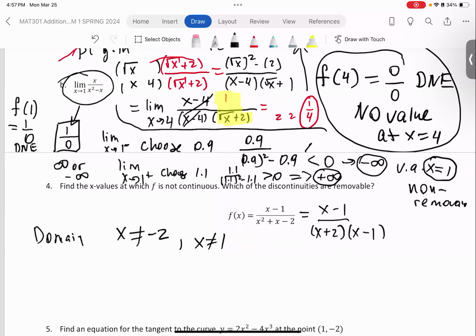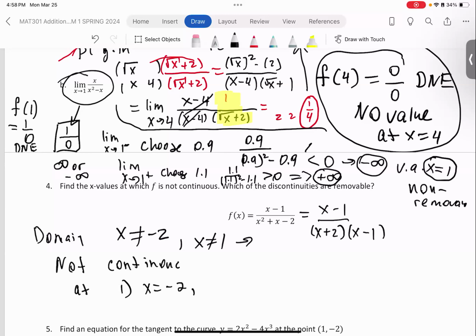So we got two problems. That's where it's not continuous. So not continuous at x equals -2. Why is it not continuous there? Why do you say x equals -2? We answered half of the question, that it's not continuous at these points. Why is it not continuous there? Because it makes the denominator 0. All right, that's why it's not continuous, because it makes the denominator 0.